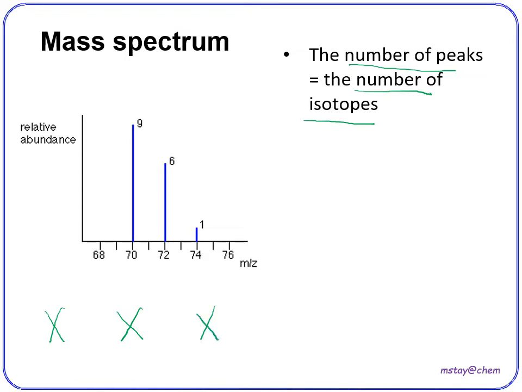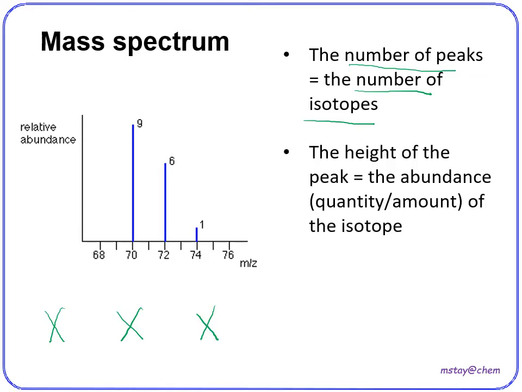Then what is the next information? The height of the peak represents the abundance. From this mass spectrum, you can see the higher the peak, the greater the abundance. Abundance is the quantity. That's why we cannot put any information about the quantity into the isotope notation.